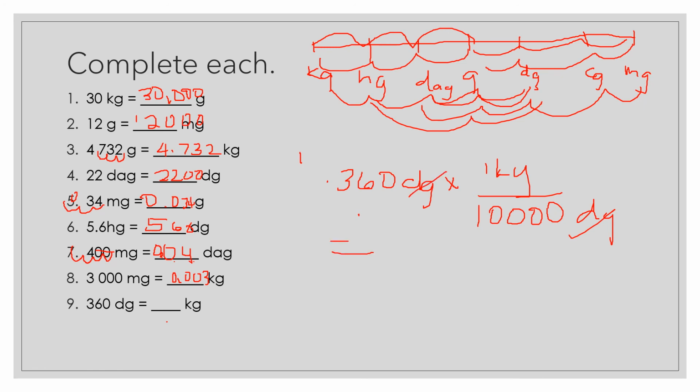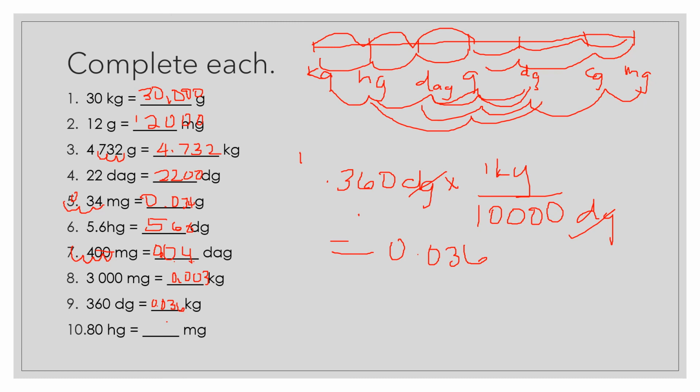Okay, using your calculator, 360 divided by 10,000 equals, okay, so this is about 0.036. Okay, so that is 0.036 kilogram.